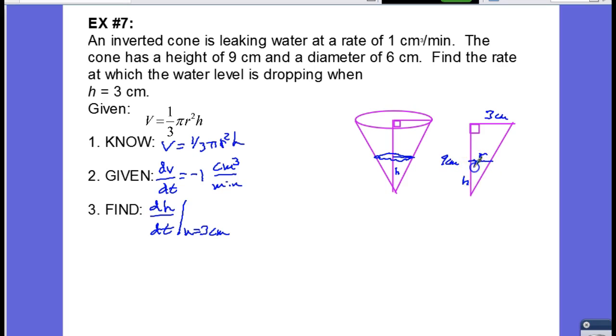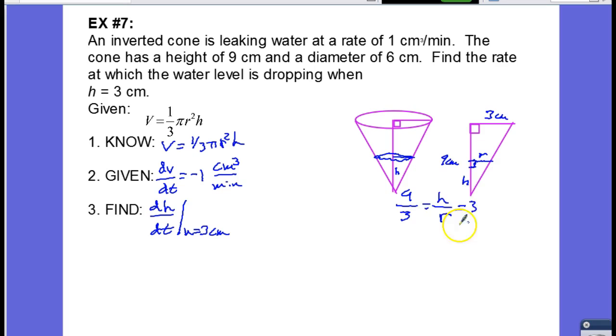But what is awesome about this is that these two are similar triangles. So I can set up a ratio to relate height and radius. So here we have 9 over 3 is equal to h over r, and of course 9 over 3 is equal to 3, so I have h over r equals 3.